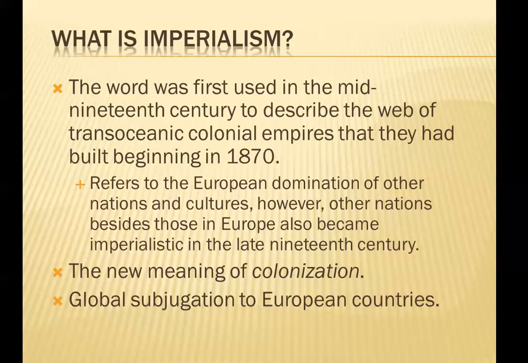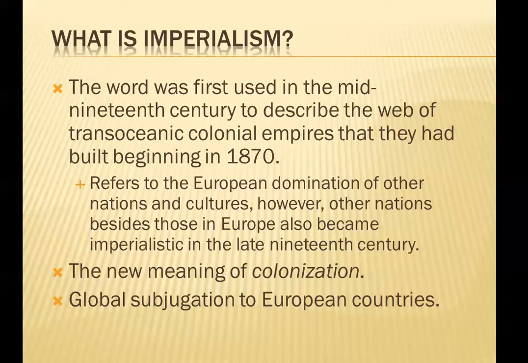Europeans had established colonies in other parts of the world since the age of exploration, but in the late 19th century, there was really nothing new about Europe extending its control and power over other parts of the world. Europeans first used this word imperialism, however, in the mid-19th century to describe the web of transoceanic colonial empires that they had built beginning in 1870. The word refers to the European domination of other nations and cultures, such as those in Africa and Eastern Asia, the only parts of the world not already dominated by Europeans.